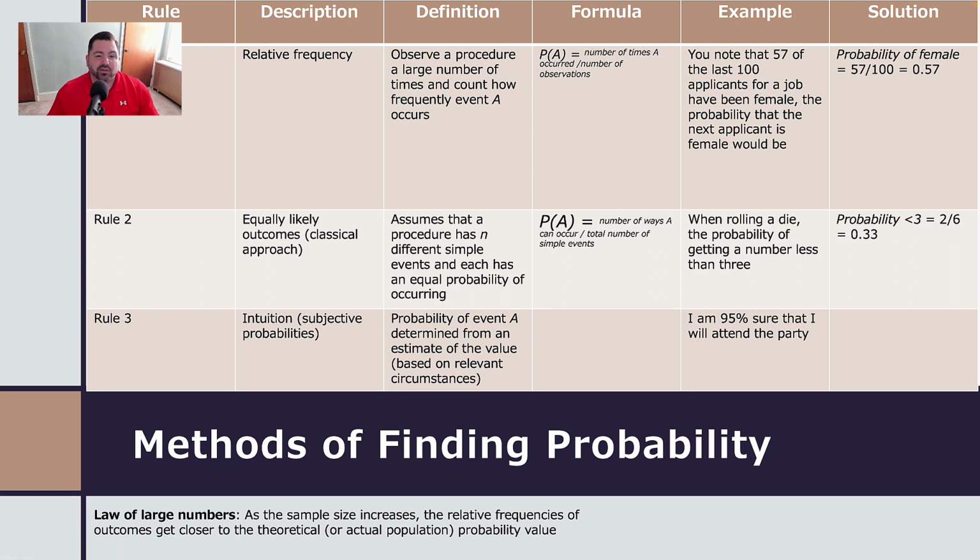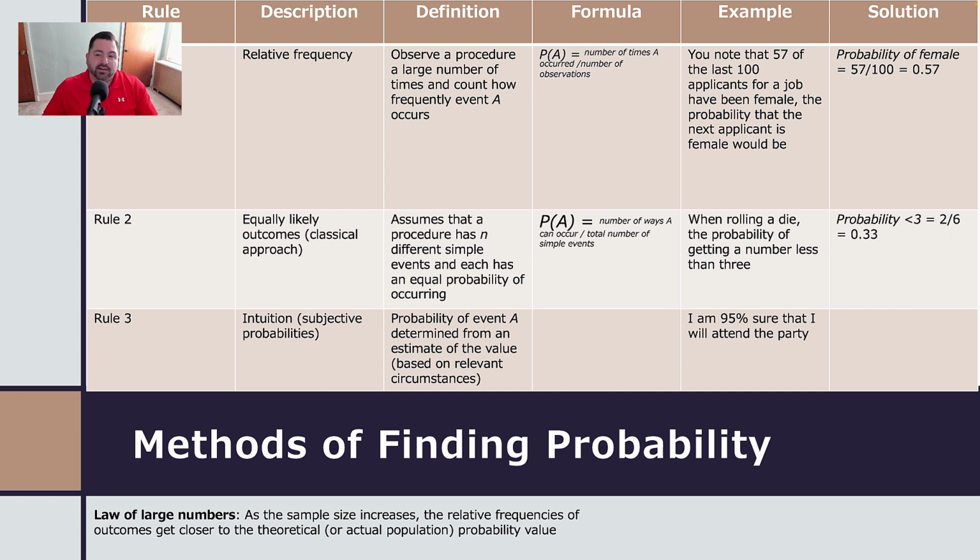probability. And this assumes that the procedure has n possible events, and each of those events has an equal probability of occurring. So the formula that we use in this particular case is still the probability of A, the event happening, but we're looking at the number of ways in which A can occur, divided by the total number of simple events. Okay, so in the first example, it was very simple. We had 57 females out of the last 100, and so we assumed that 57% chance would be the likelihood that a female would be the next applicant to apply.